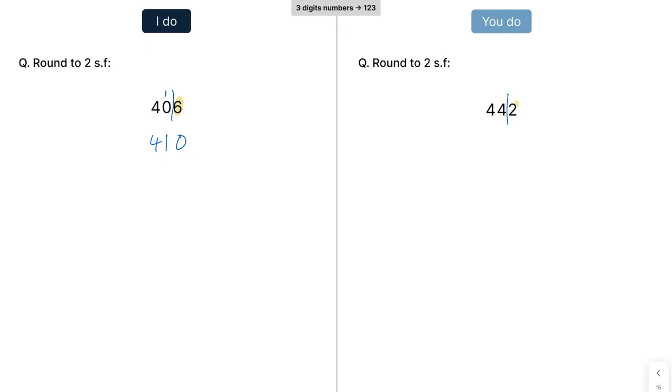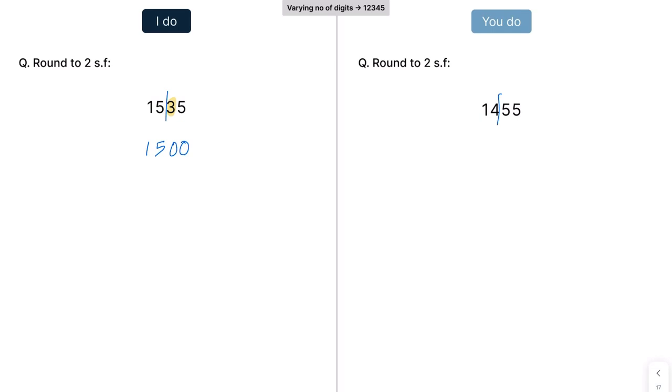So if you look at the one on the right, the decider is a 2. I don't need to round anything up. I leave it as it is. So we have a 4, 4. Everything else becomes a 0. So again, it says 2 significant figures. Draw your line there. Look at your decider. Now that's telling me to not do anything. I don't need to round up. So I leave the 1, 5 as it is. All the other digits after that become a 0.